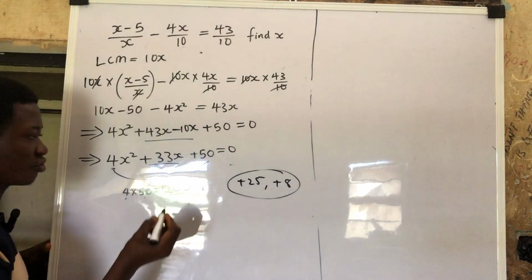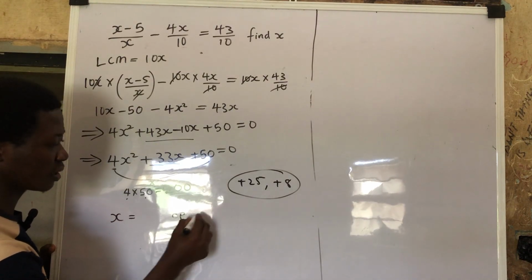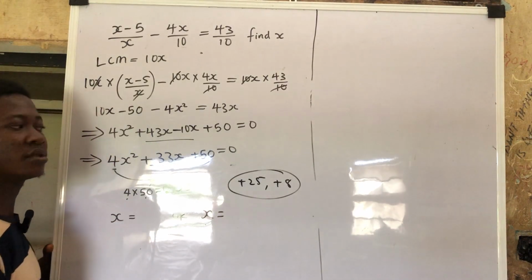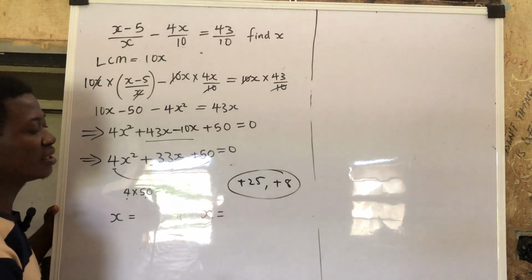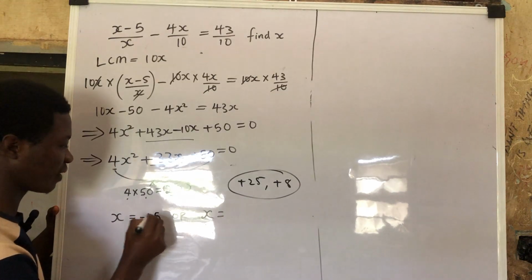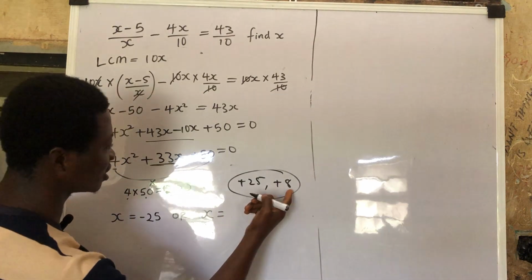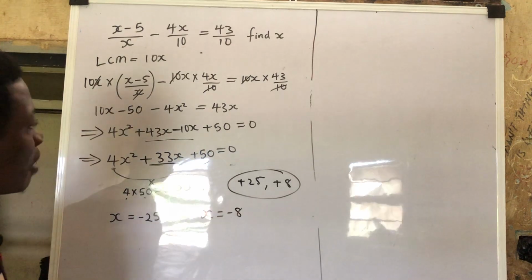So to get your answer straight up, we'll say x should be equal to something, or x should be equal to the other thing, right? Now, because it is plus 25, you should write minus 25. Because it is plus 8, you should write minus 8. Am I communicating?